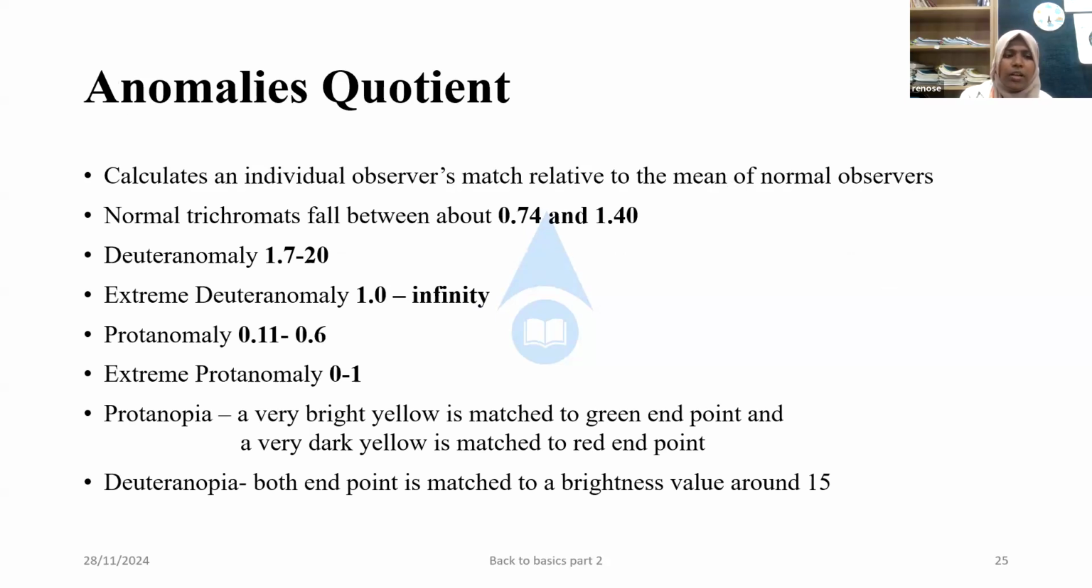Anomalous quotient: calculate an individual's observed match relative to the mean of normal observers. Normal trichromats fall between about 0.74 to 1.4, deuteranomaly 1.7 to 20, extreme deuteranomaly 1 to infinity, protanomaly 0.11 to 0.6, extreme protanomaly 0 to 1. Protanopia: a very yellow light is matched to the green endpoint and a very dark yellow is matched to the red endpoint. Deuteranomaly: both red endpoints are matched with the brightest value around 15.